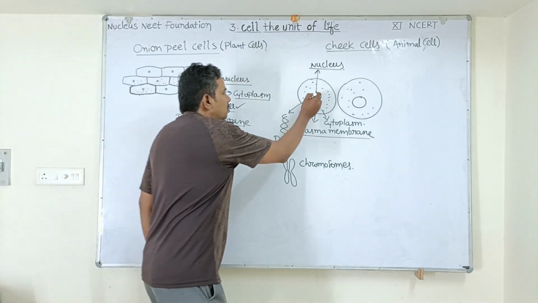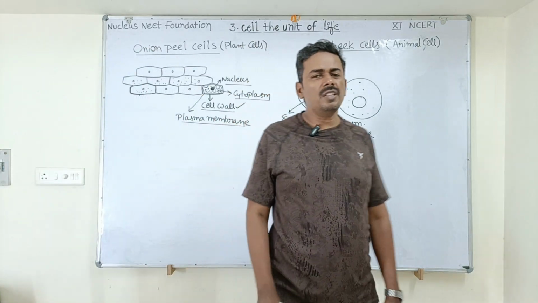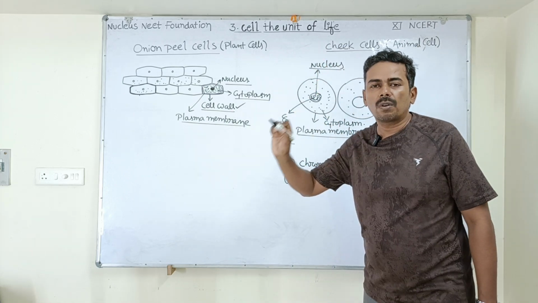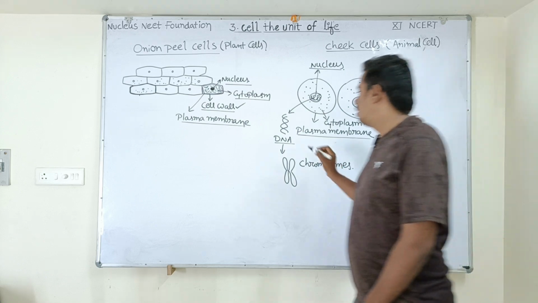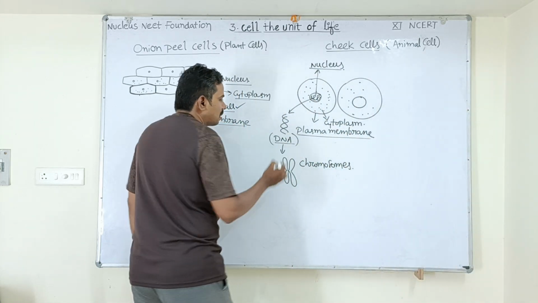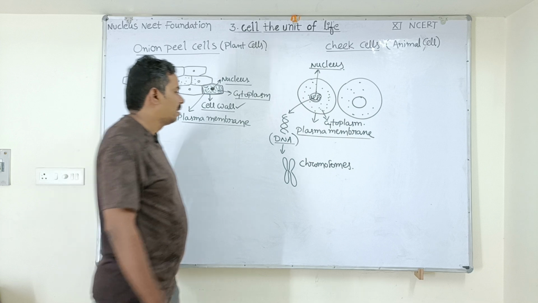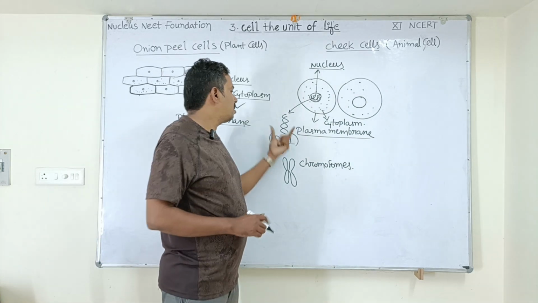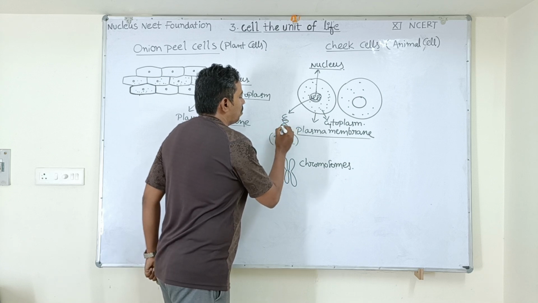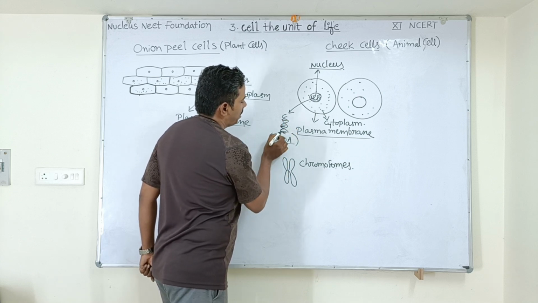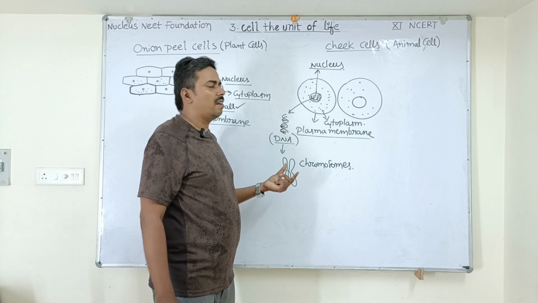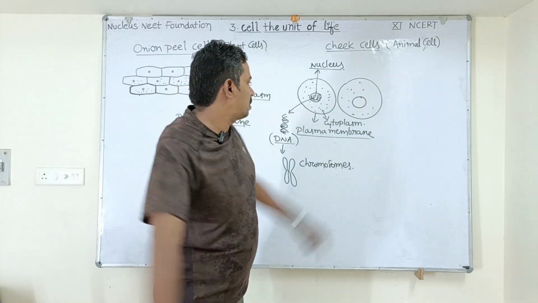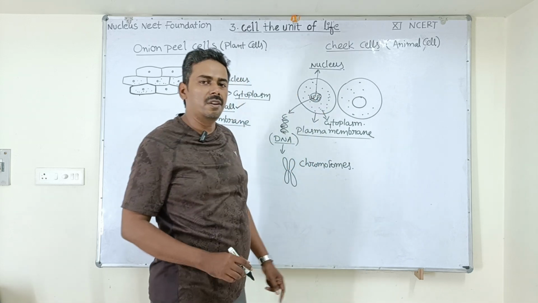Now inside the nucleus, what is present? What is present inside the nucleus, children? So inside the nucleus there is a very important material, that is DNA, deoxyribonucleic acid. It is the genetic material. It stores the genetic information. So you are aware of the shape of DNA. The DNA will be like this. This is the DNA, a very long molecule of DNA. Several long molecules of DNA will be present in the nucleus.